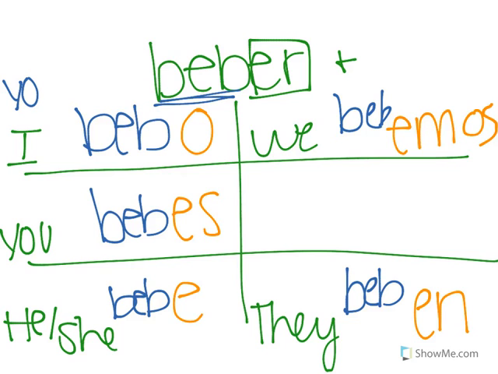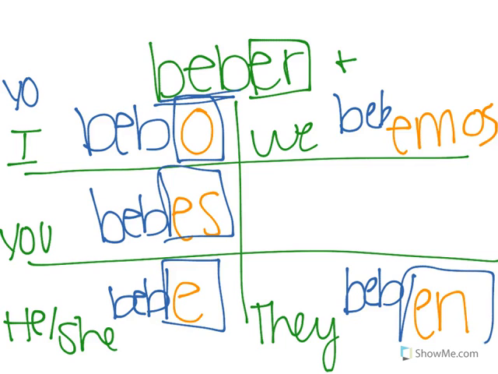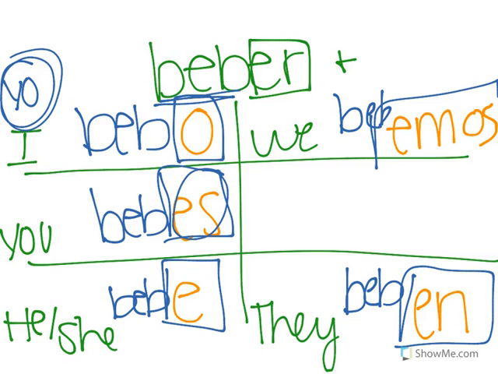So we're just going to go ahead and attach on these endings. These endings are something you need to memorize for each form, okay? So you need to memorize that if it's I and it's in the yo form, which is what it's called in Spanish, it's going to be O. You is going to be ES. He or she is going to be E. And then EN and EMOS.